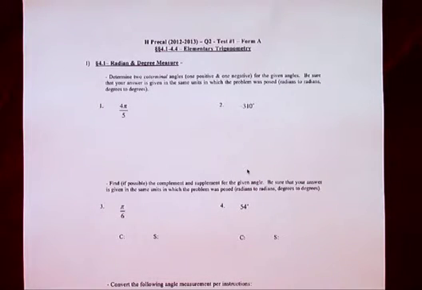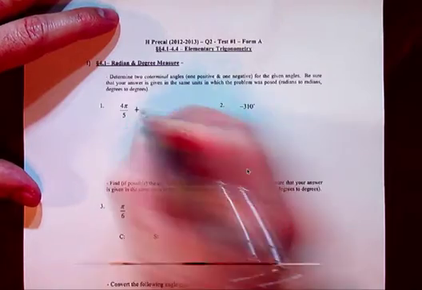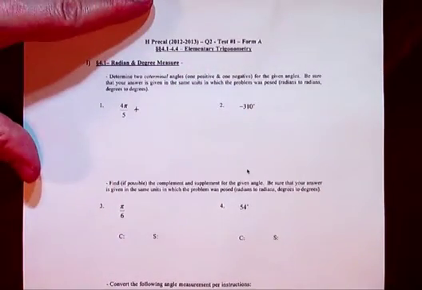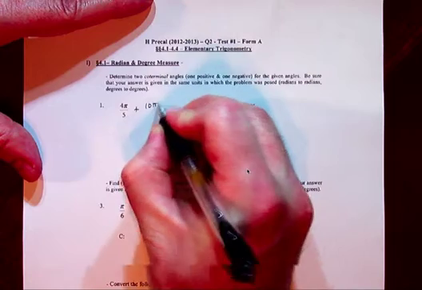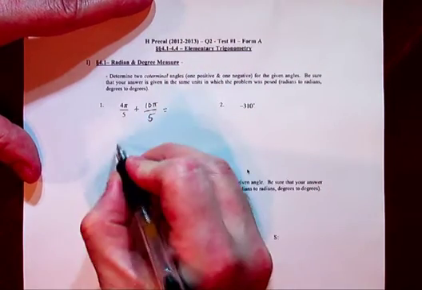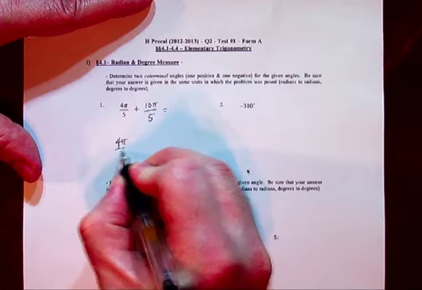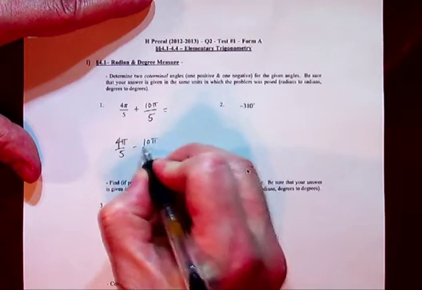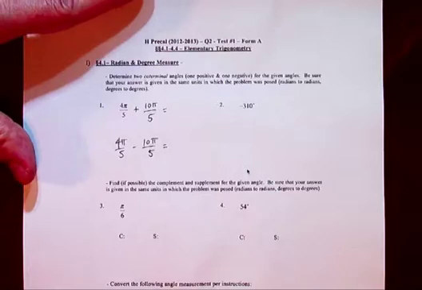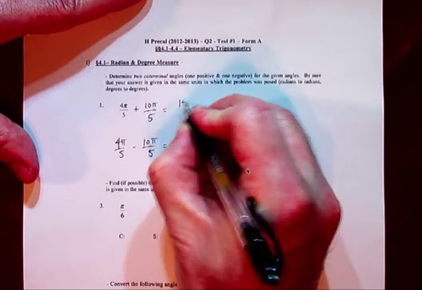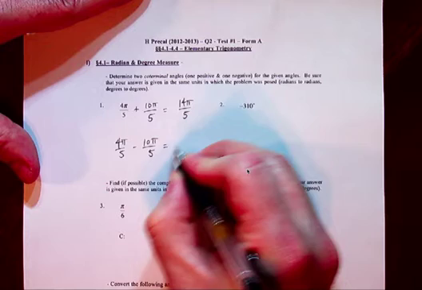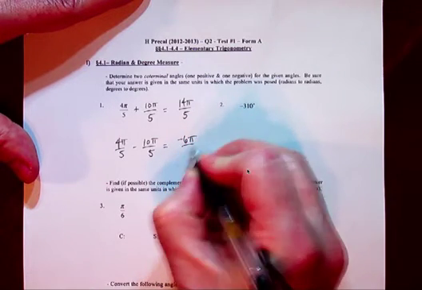Determine two coterminal angles, one positive and one negative, for the given angles. Be sure that your answer is given in the same units in which the problem was posed, radians to radians, degrees to degrees. Now, we've done this before. We know that we need to add 2 pi and subtract 2 pi, but we need to do it in a rather strategic way by adding it in the form of 10 pi over 5, and we need to do the same when we subtract. We need to subtract 10 pi over 5. This winds up being 14 pi over 5, and this winds up being negative 6 pi over 5, and those are your coterminals.